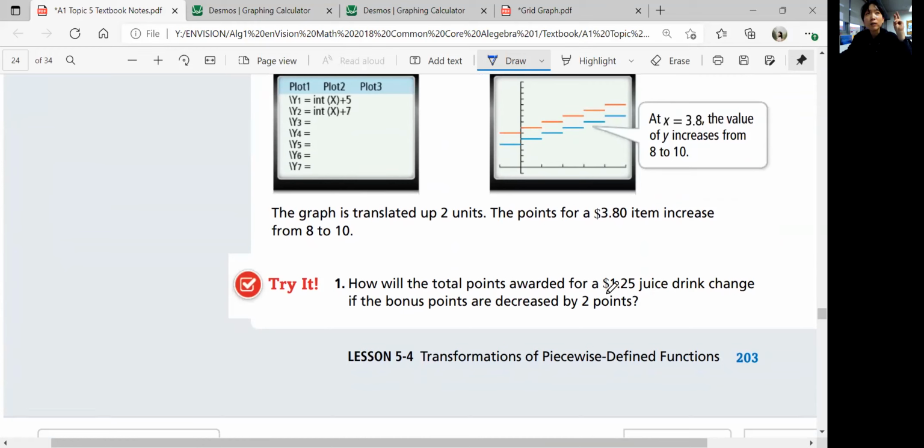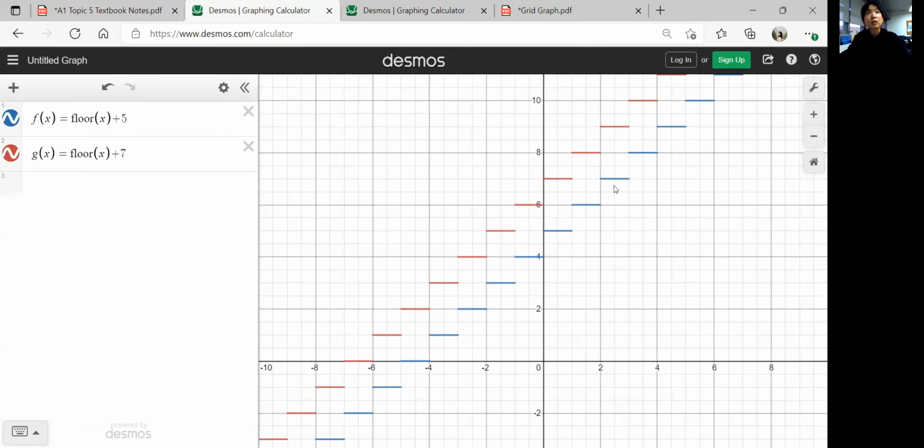Try number 1. How will the total points awarded for a $1.25 juice drink change if the bonus points are decreased by 2 points? Starting from your original graph, the blue one is your original graph. If you have a $1.25 juice drink, so 1.5 is here, 1.25 would be about here. You see that? There, close enough. It's going to be 6 points, right?